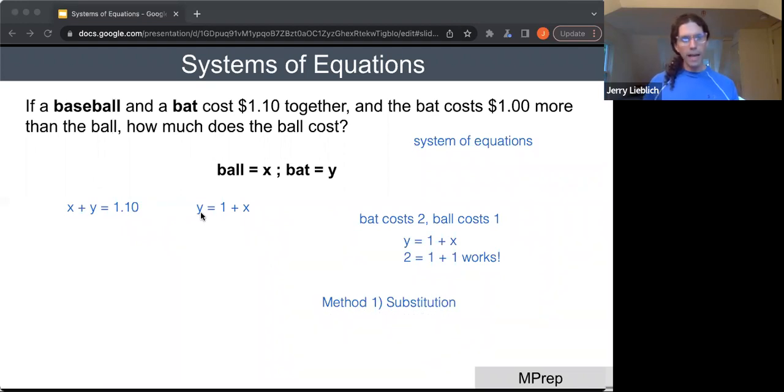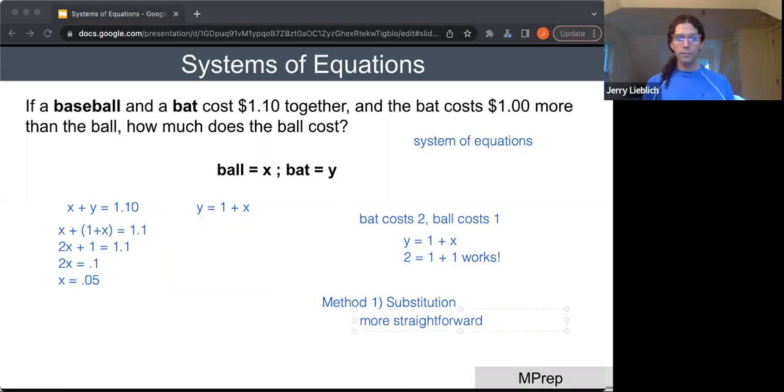We see the bat is 1 plus the ball. So let's go over here, and wherever we see y, let's substitute in 1 plus x. From here, we can solve it. Subtract 1 from both sides. Divide both sides by 2. Get x is 0.05. This method is more straightforward, but can take more time.